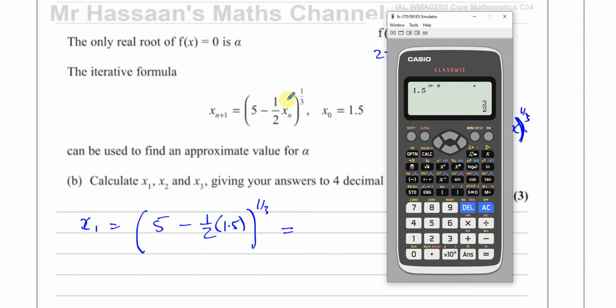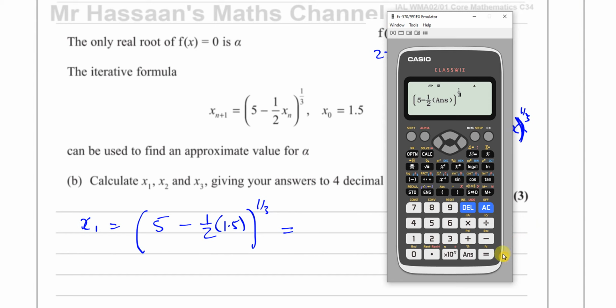So what I'm going to do is set this up now. I'm going to have bracket 5 minus 1 over 2, times answer. I'm not going to put times 1.5. At the moment, what is in place of answer is 1.5, because when I started, I put 1.5 equals. So that answer is 1.5 at the moment. Then I'm going to put to the power of, and I'll put 1/3. That's like the cube root. I could have used the cube root, but I'll just do it the way it's shown.